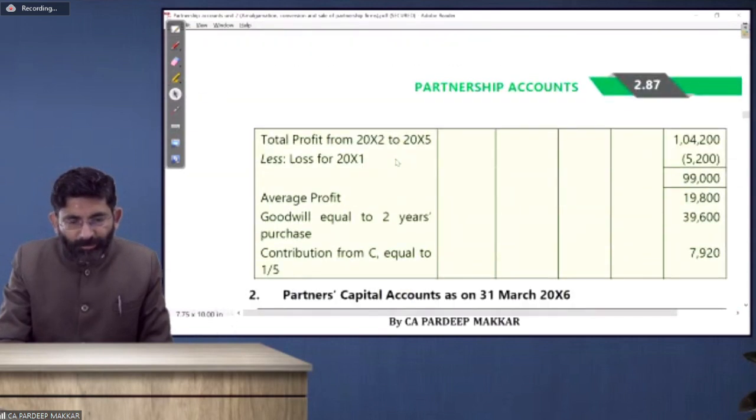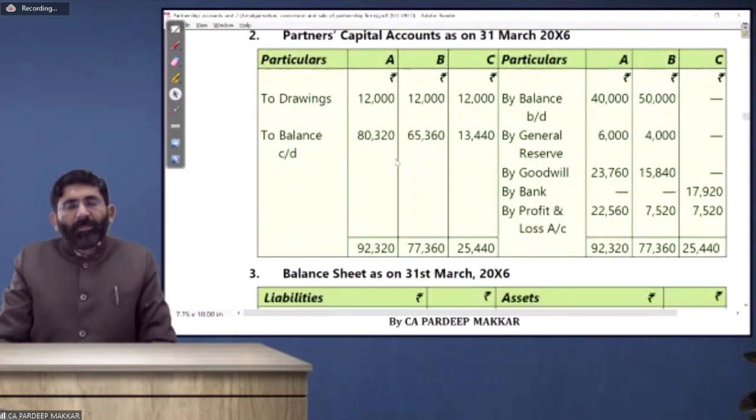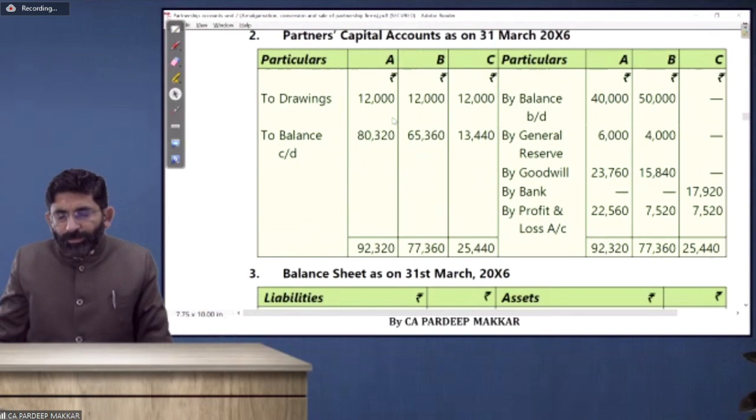Then partners capital account, very simple to understand here. By balance brought down, that has been given to you. General reserve is given to you in the balance sheet, that is to be allocated. Goodwill is to be raised. So goodwill is raised. Then what will be the entry? Goodwill account debit to partners capital account. And accordingly, you will get amount from the incoming partner, that is C.